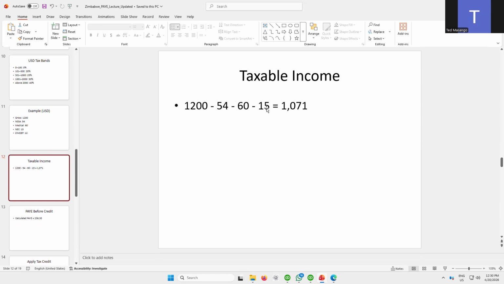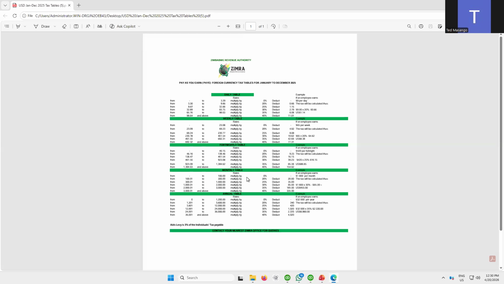What it means from there onwards, with the 1,071, we then have to come to the tax table and see in which bracket we're paying monthly. So the 1,071 falls in the bracket of 1,001 to 2,000. So what we have to do now is to multiply it by 30%, then deduct $85. This is what we are supposed to do.